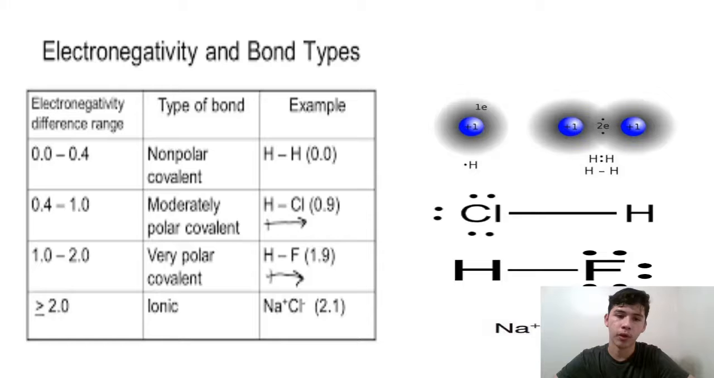Very polar covalent bonds range from 1 to 2. An example would be hydrogen fluoride. And ionic bonds range from 2 to anything greater than that value. An example would be sodium chloride.